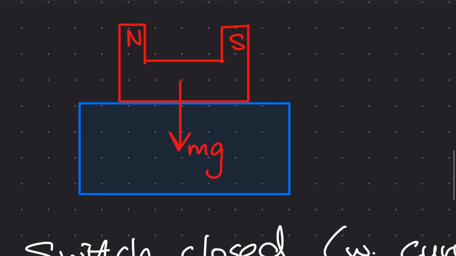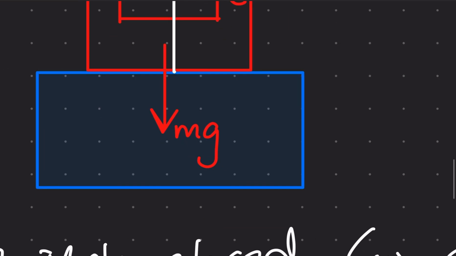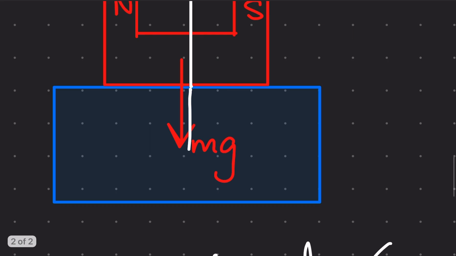Now, just like the scenario we talked about in the previous video, there will be a force acting upwards by the surface of the balance. This is N. And at the same time, I've talked about the normal reaction force, right? I mean the action-reaction pair, sorry. And there will be a force acting downwards.